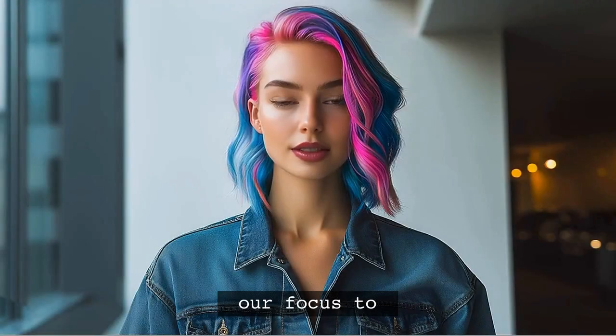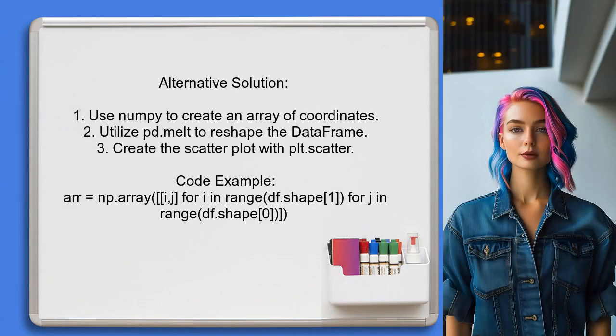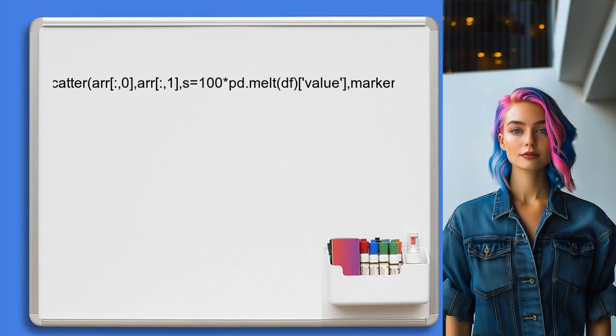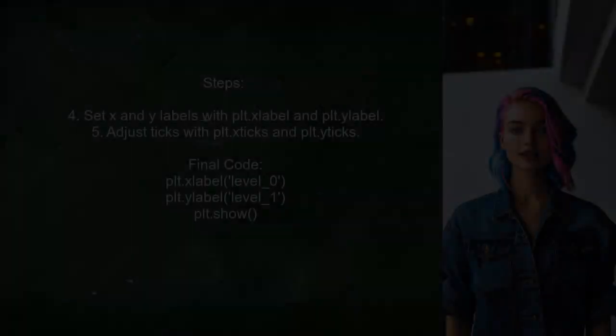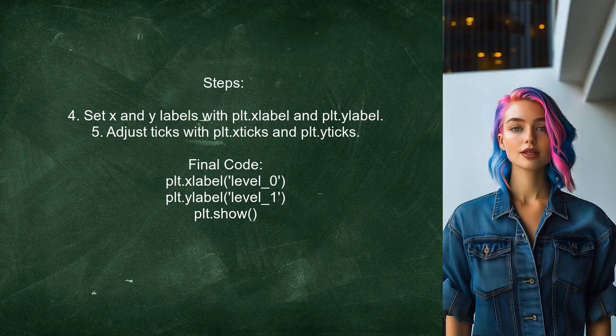Now let's shift our focus to a different response. An alternative approach suggested by another user involves using a NumPy array along with the Pandas melt function to create the scatter plot. They propose generating an array of coordinates based on the data frame's shape. They also set the X and Y labels and adjust the ticks to match the data frame's columns and index, providing a more integrated solution without splitting the data.